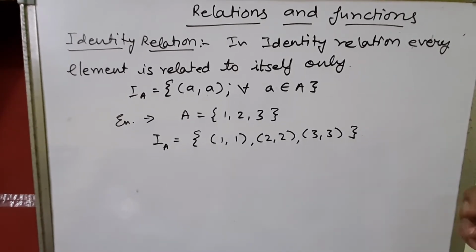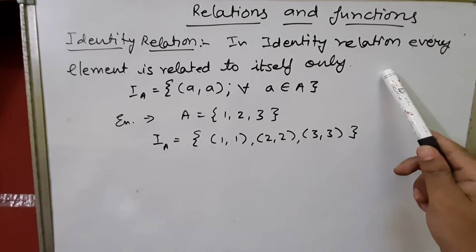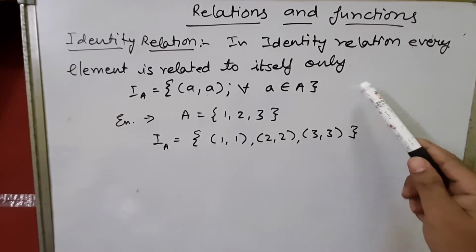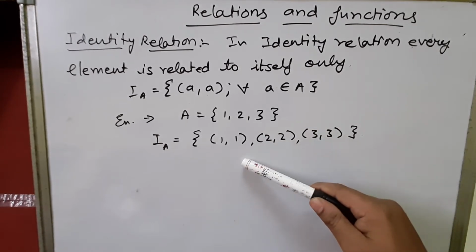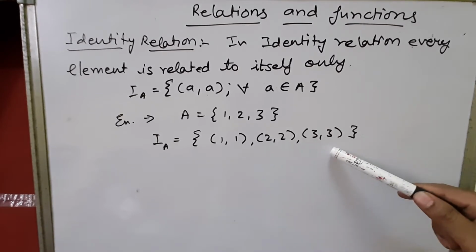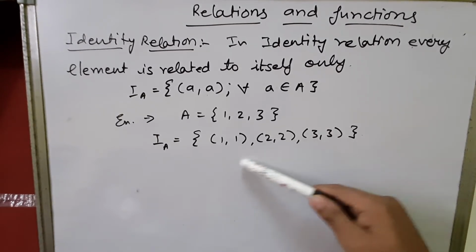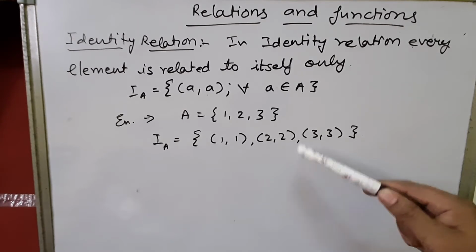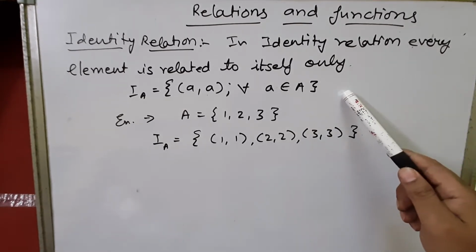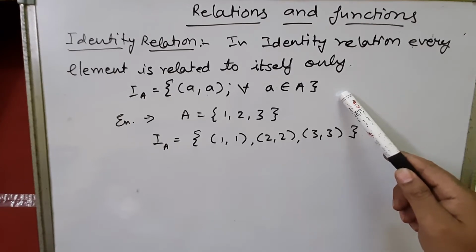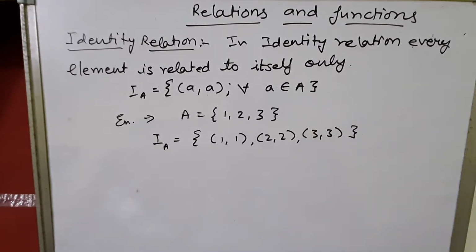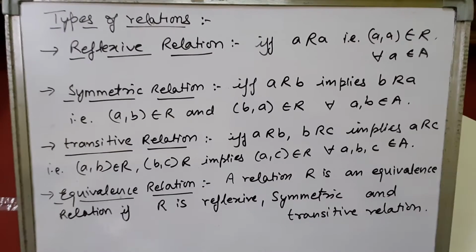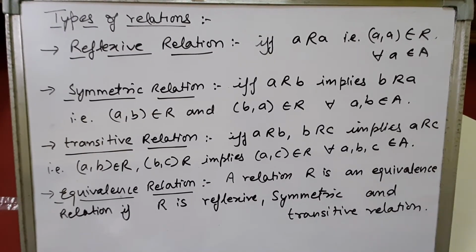Now children, next is identity relation. In identity relation, each element is related to itself only. Take an example: if A is given as {1, 2, 3}, the identity relation of A will be (1,1), (2,2) and (3,3). These are the ordered pairs which satisfy the identity relation of set A. So we define the identity relation of set A as all the ordered pairs (a, a) for all a belonging to set A. This is what identity relation is. Please note down.